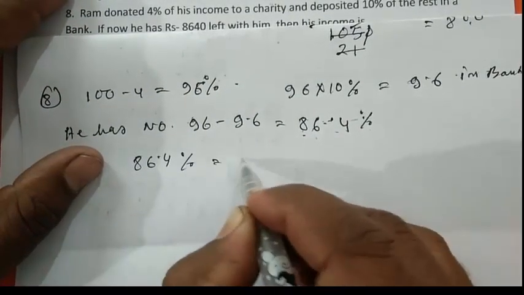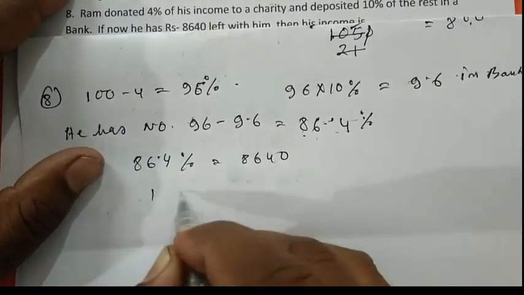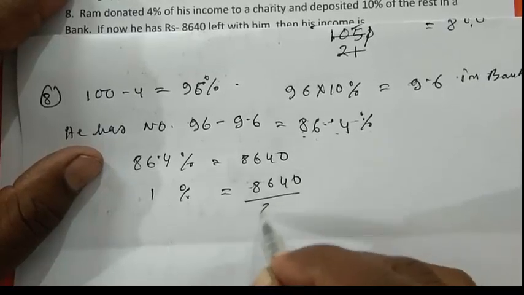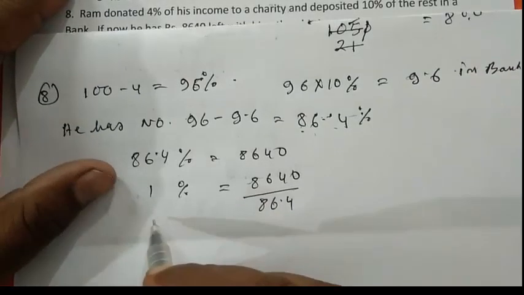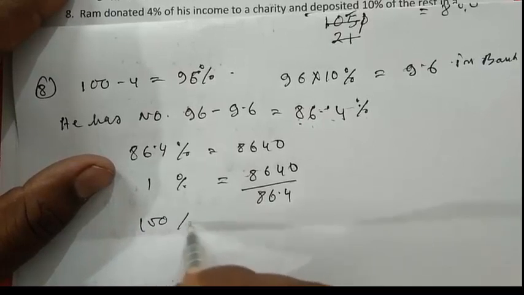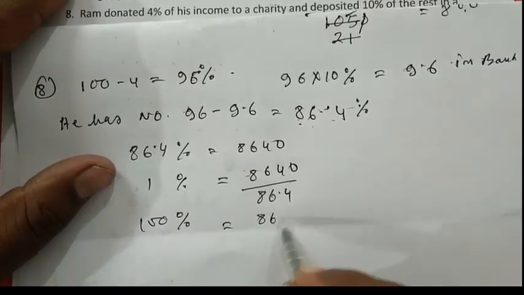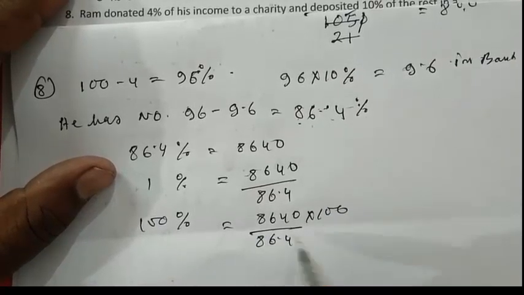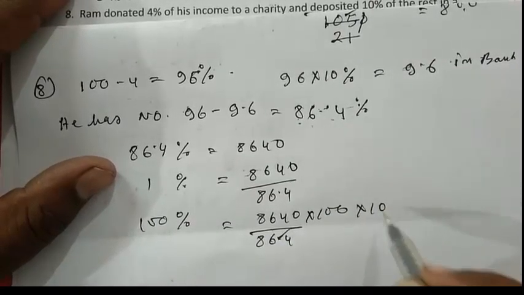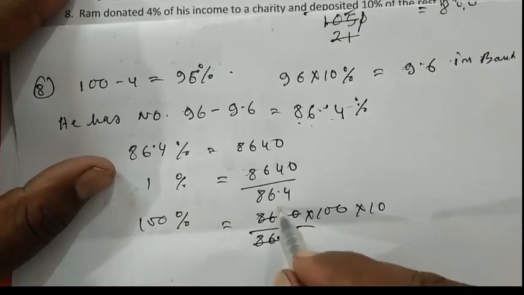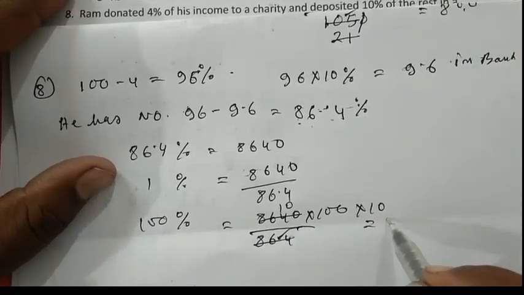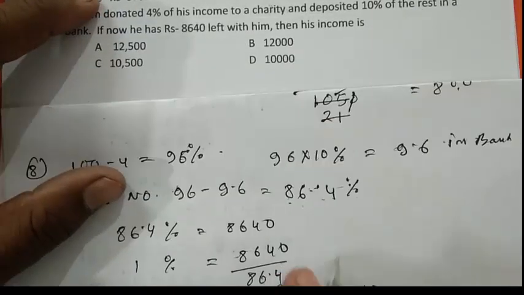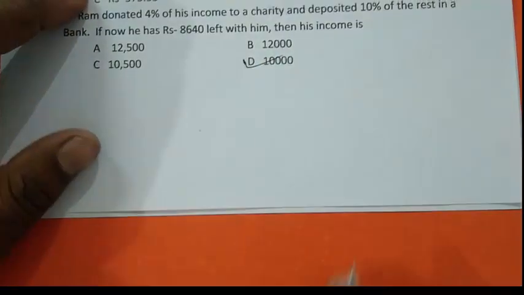So we calculate that 86.4% equals 8640, 1% equals 8640 by 86.4, and 100% equals 8640 by 86.4 into 100. Eliminating the point, we get 10,000. So D is the right answer.